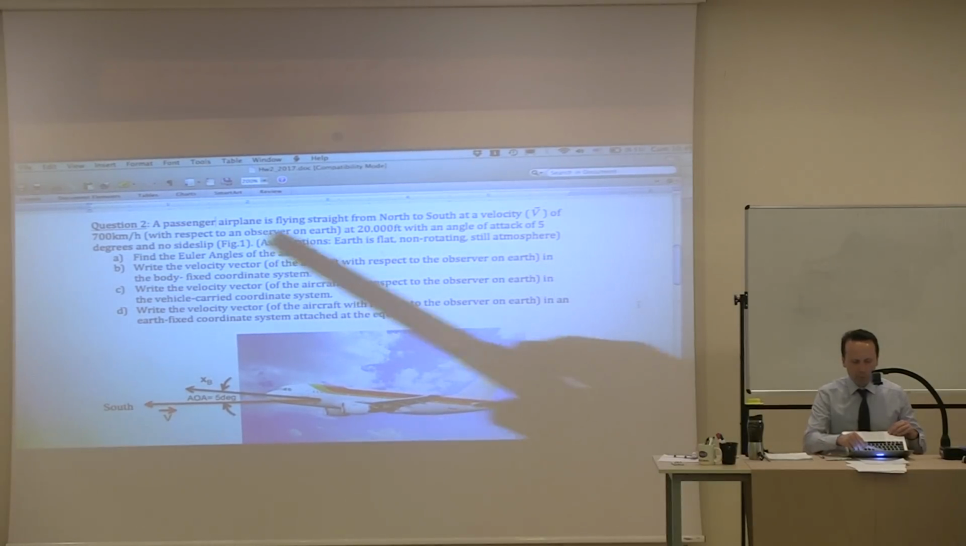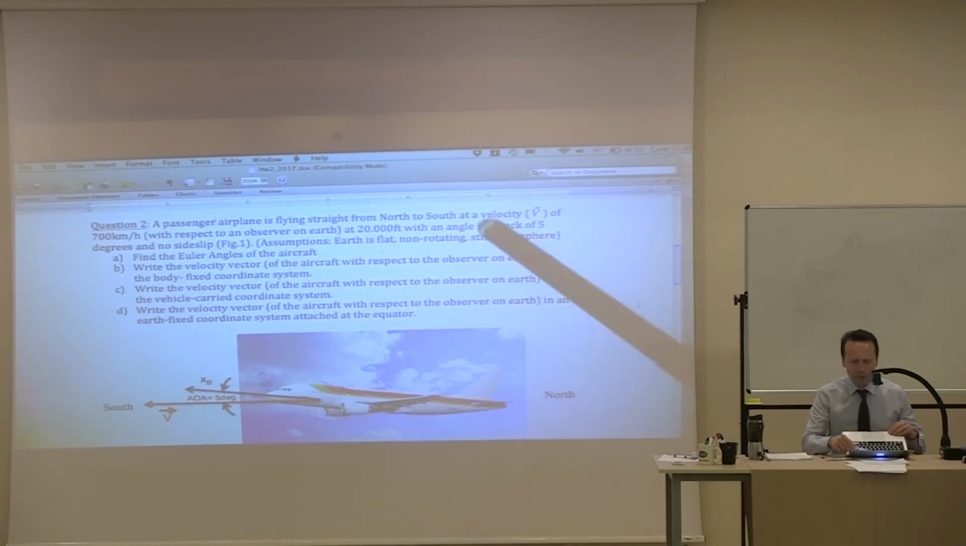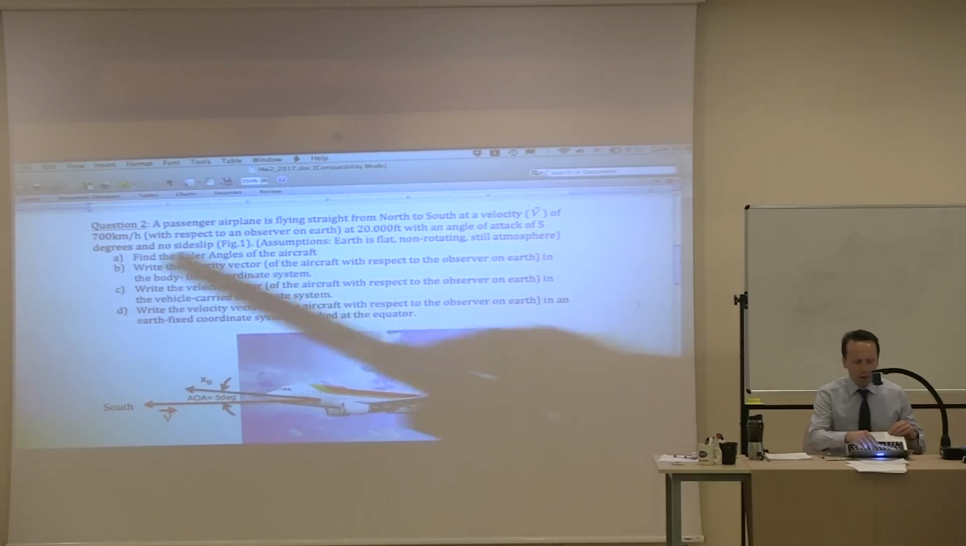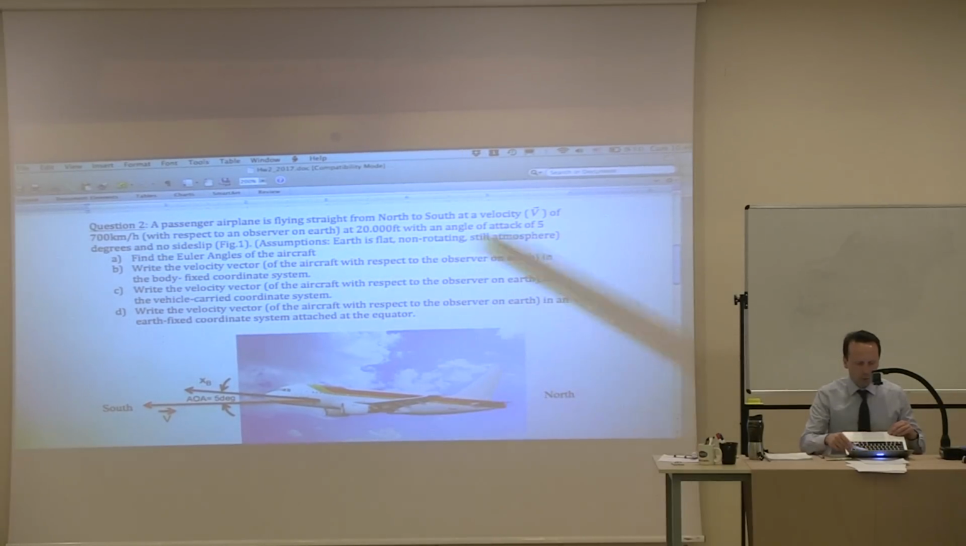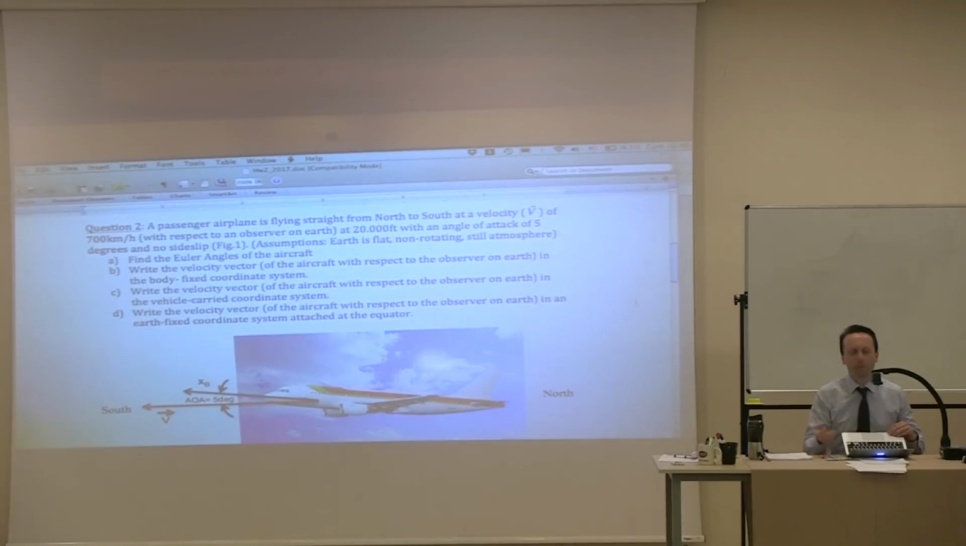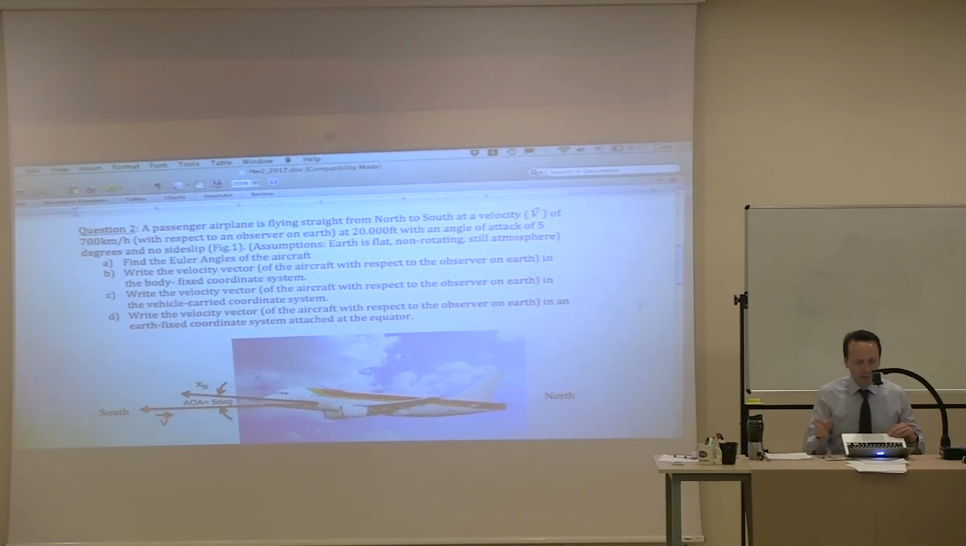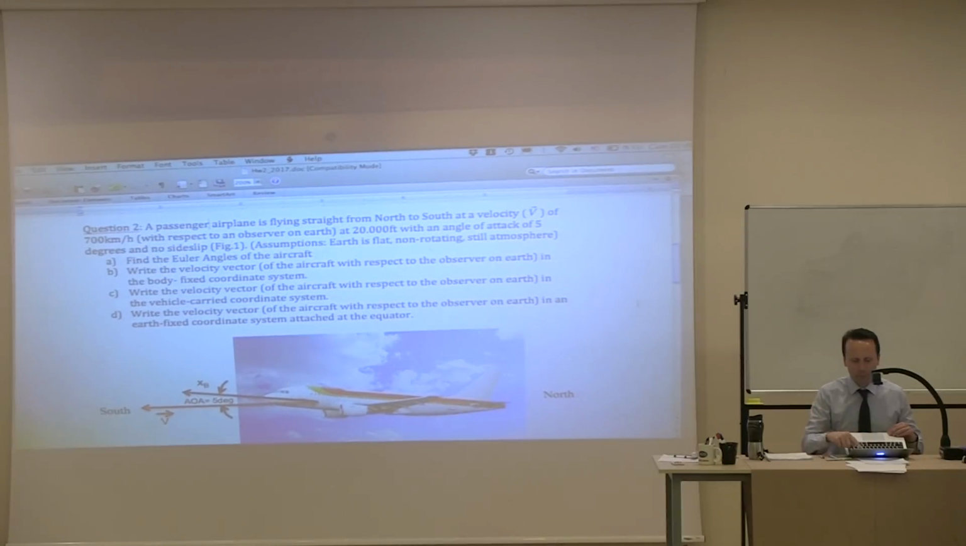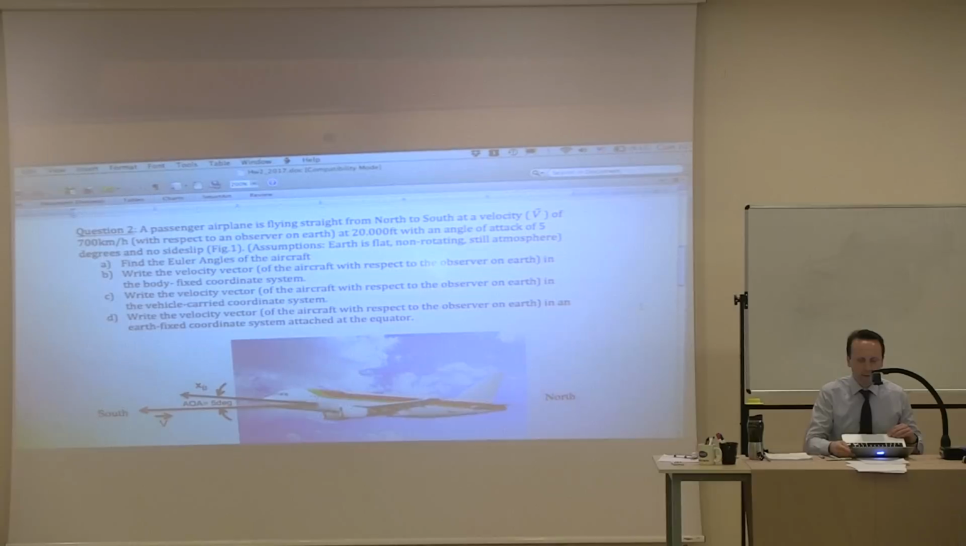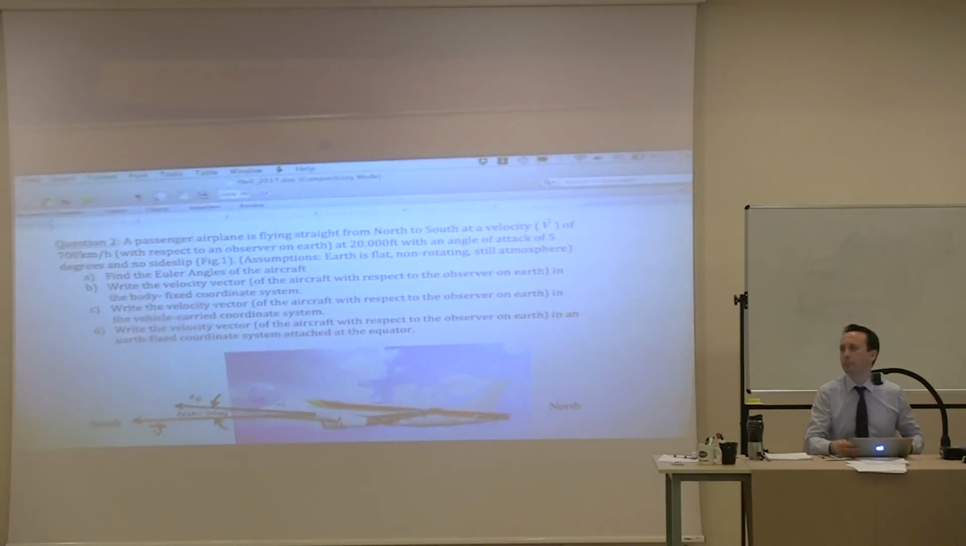A passenger airplane is flying straight from north to south at a velocity v with respect to an observer on Earth. There was something with the equator, and that was something I copied from a previous work, and it was still in there. I apologize. It is simply flying from north to south. The new version is uploaded on the web.